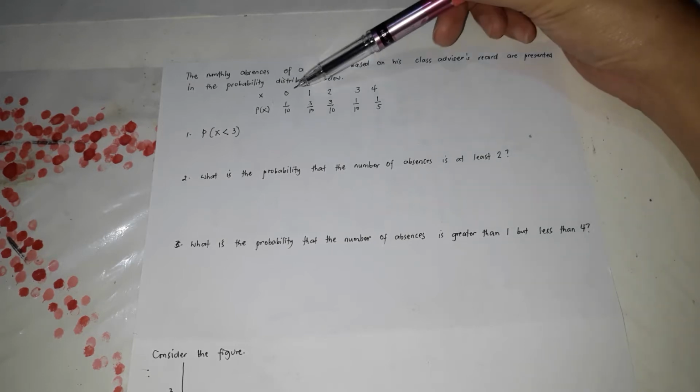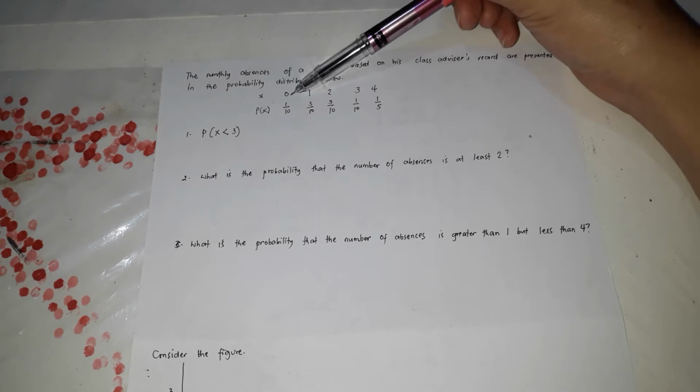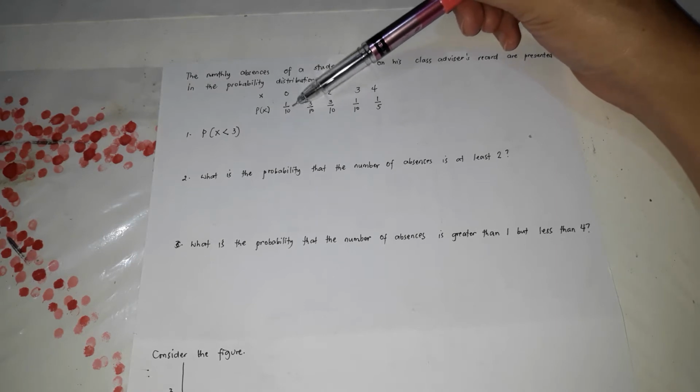So now we're going to solve probabilities in probability distribution. In our problem number 1, the monthly absences of a student based on his class advisor's record are presented in the probability distribution below. So if 0 absent in 1 month, that's 1 over 10.